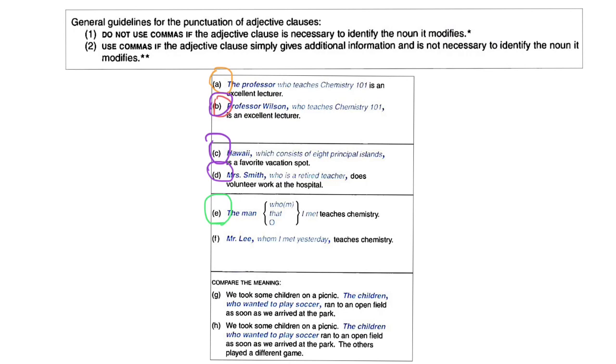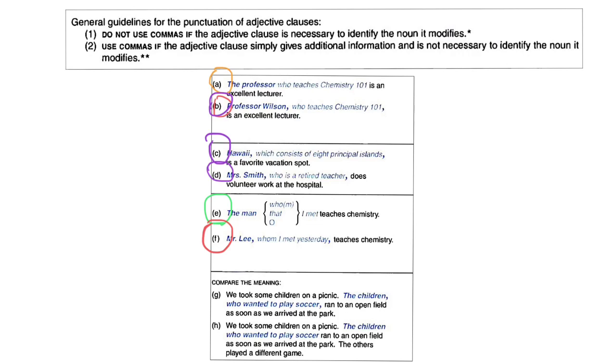In E, if no commas are used, any possible pronoun may be used in the adjective clause. Object pronouns may be omitted. In F, when commas are necessary, the pronoun that may not be used. Only who, whom, which, whose, where, and when may be used, and object pronouns can be omitted.